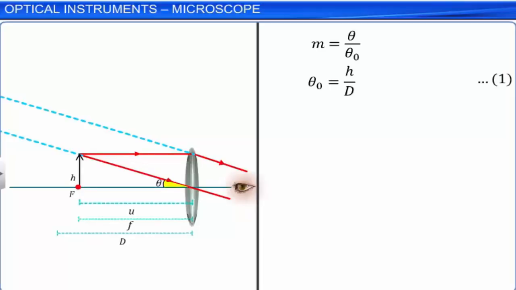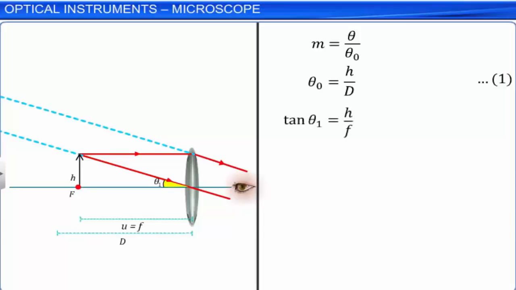When the simple microscope is set for normal adjustment and the angle subtended by the image at the eye is theta 1, then tan theta 1 is equal to h by f, or theta 1 is equal to h by f. Let this be equation 2.